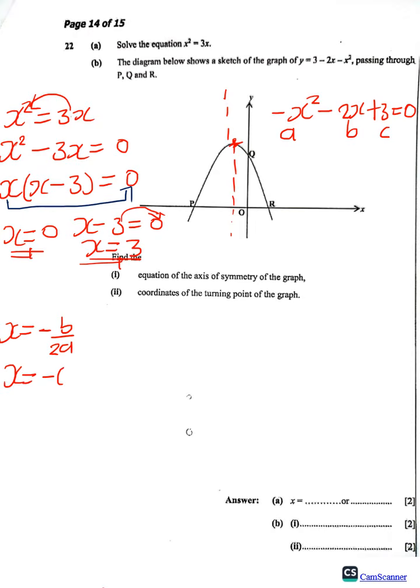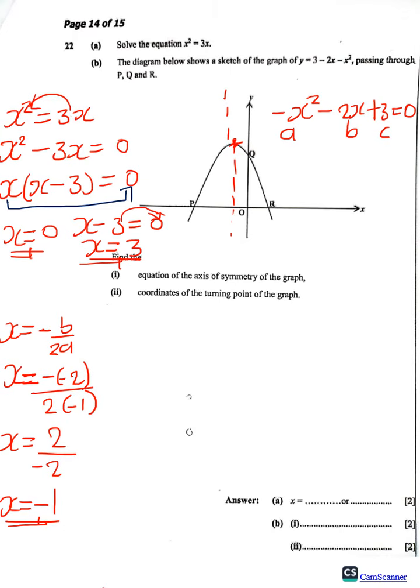Where there is b, the value of b is negative 2. The value of a is negative 1. So negative times negative 2 is positive 2, over 2 times negative 1 is negative 2. Then negative 2 into positive 2 is negative 1. Now, you need to take note of this point. This value is the equation of the axis of symmetry, and also it is the x-coordinate of the turning point.